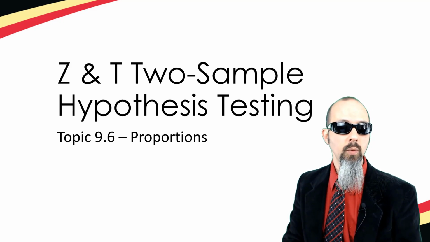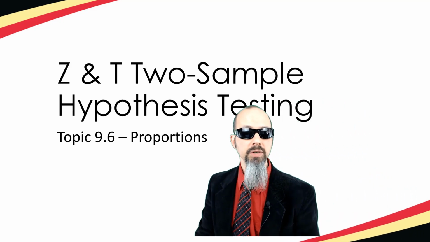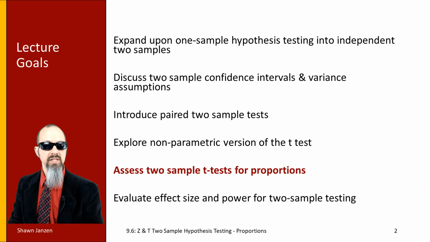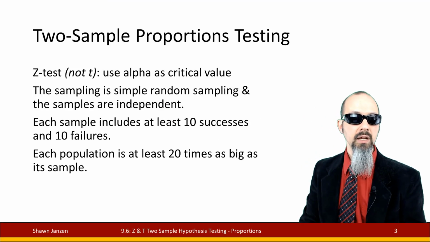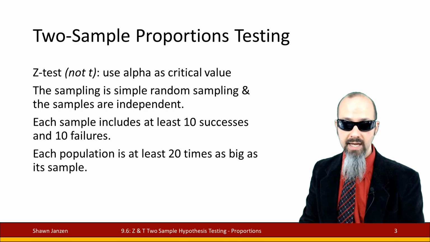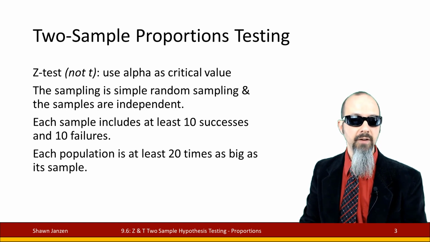So at this point, we're at topic 9.6 on proportions, and we're going to be looking at the two-sample tests for proportions specifically in this video. Future videos are going to be looking at effect sizes and power testing for the two-sample tests. Now, when we talk about two-sample proportions testing, the first thing we have to keep under our belts is that we're getting Z statistics, not T. And we're going to be using alpha as a way to obtain our critical values, just like we would with any other Z test.